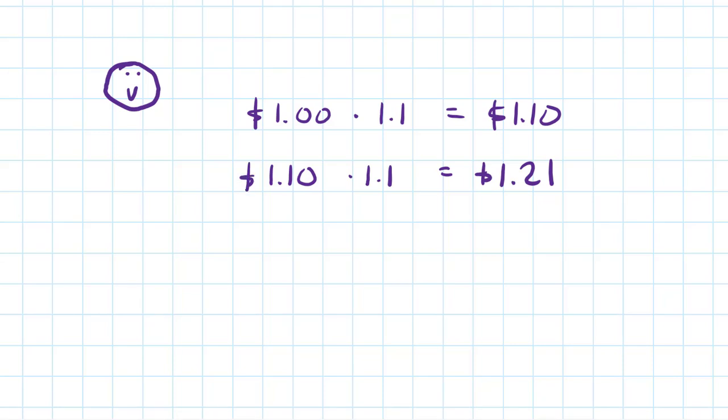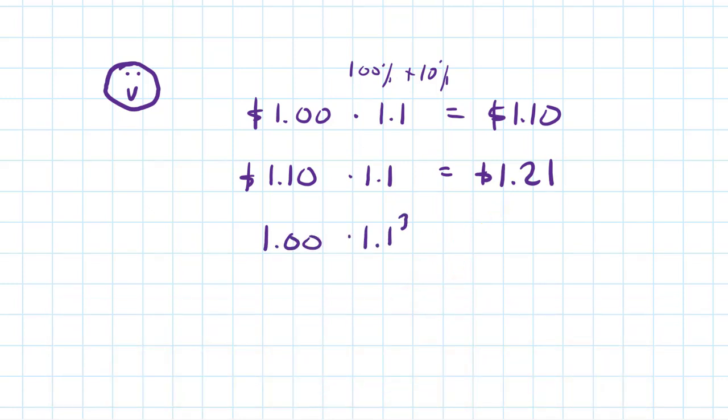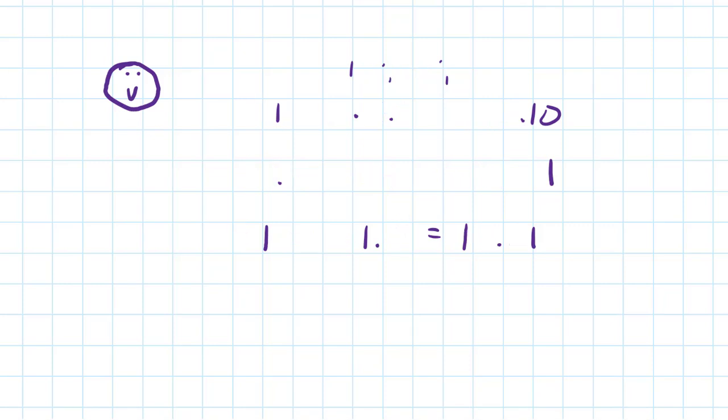Remember, this 1.1 is 100% plus 10%. So guys, that's compounding, and you know how we're doing this. So I could also do $1 multiplied by 1.1 to the power of 2, and that's equal to 1.21. Also known as the future value of money. However, I'm interested in the present value of money.